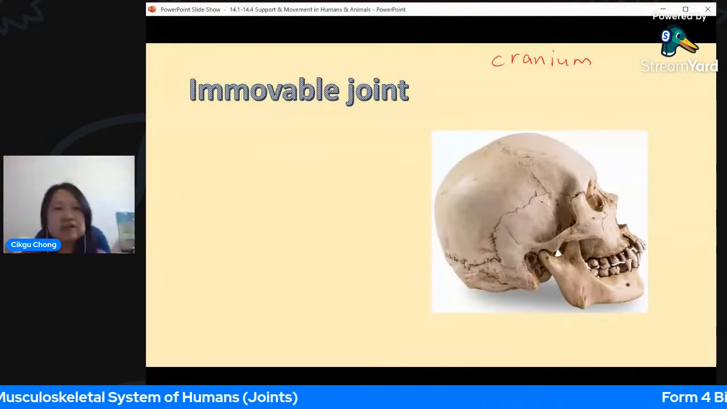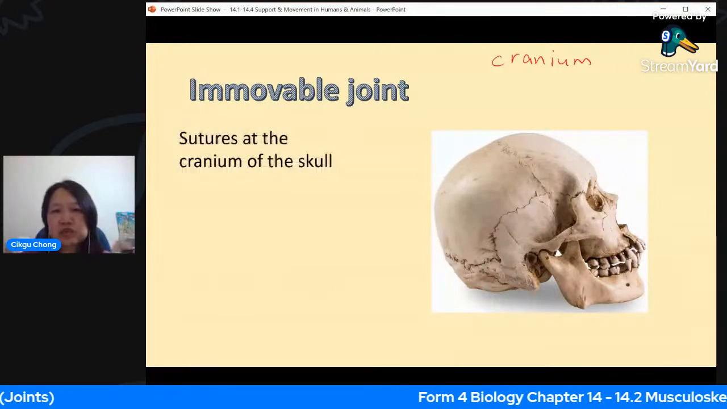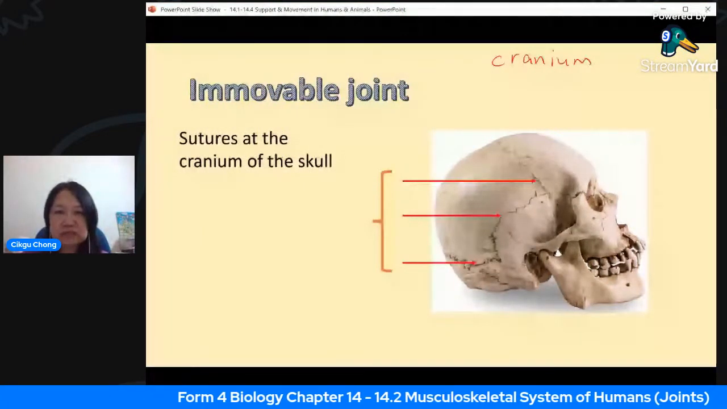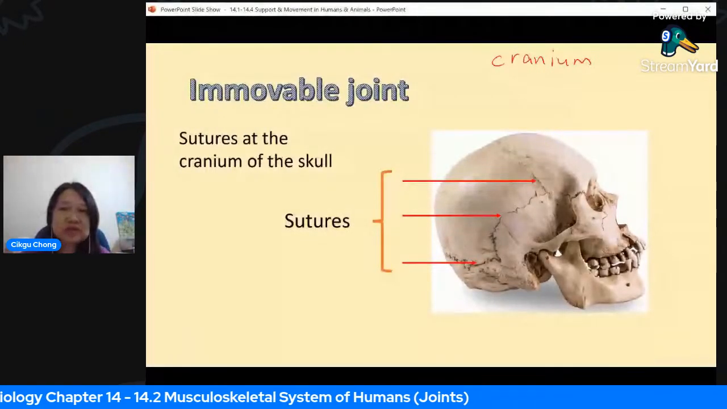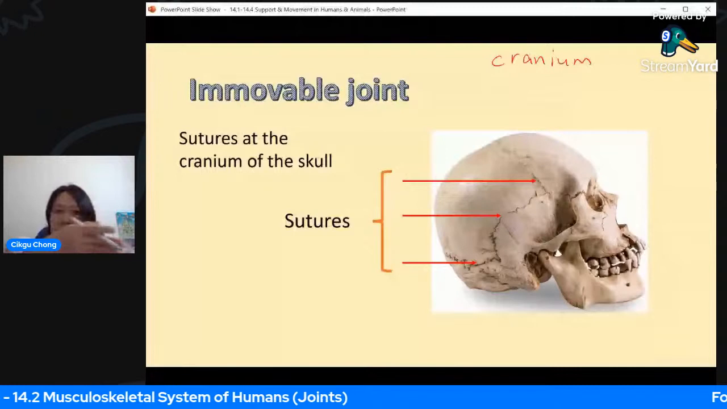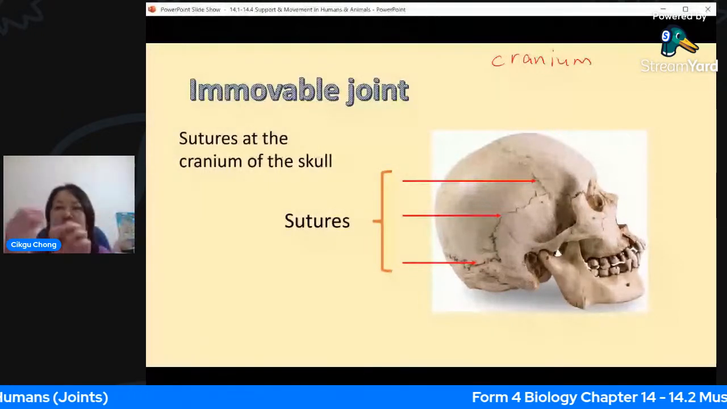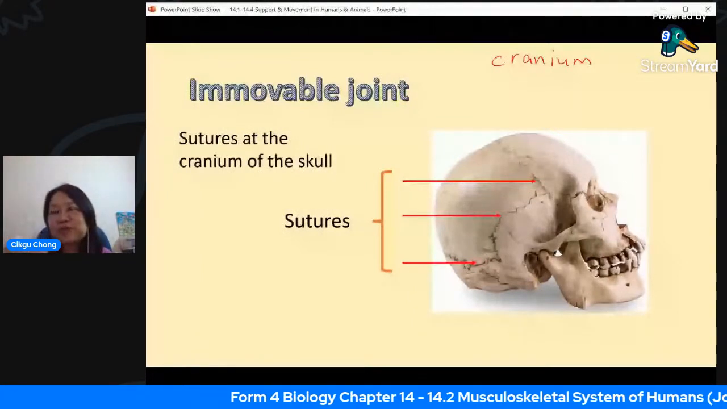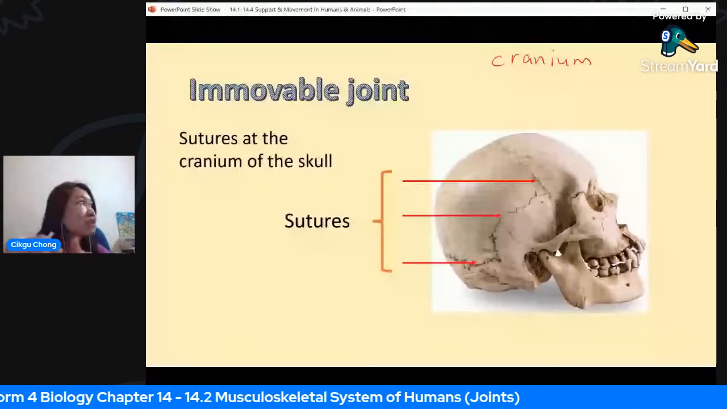Sutures. Now, what are sutures? Sutures are all these lines that you see. It's like when you have surgery, you have to join up the wound. You take the needle, you take the thread, and you stitch up the person. That's called stitching. So that's called suture.